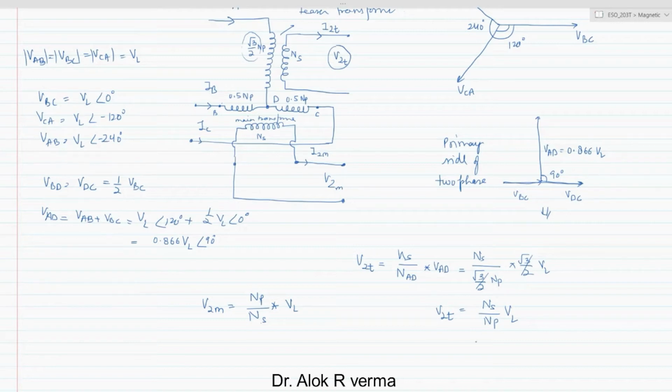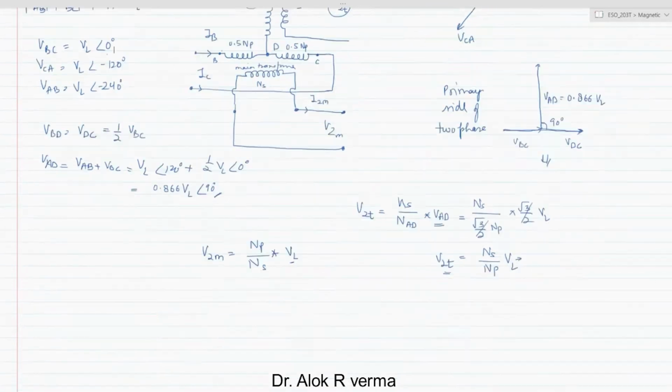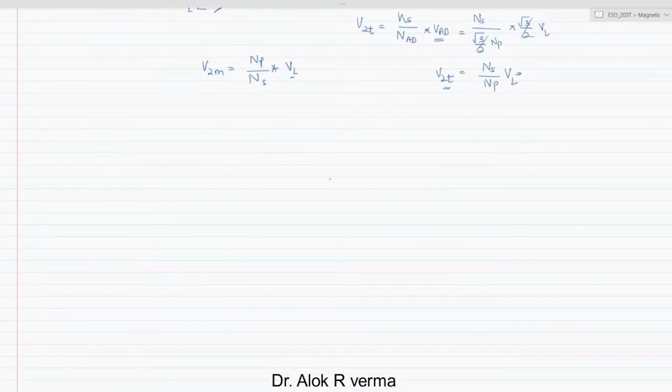So basically V2T, this VL is nothing but VAD having an angle of 90 degrees. This VL is nothing but VBC having an angle of 0. So if you draw the V2T and V2M, this will be 90 degrees and it will lead by the main transformer, and so this is the transformation.